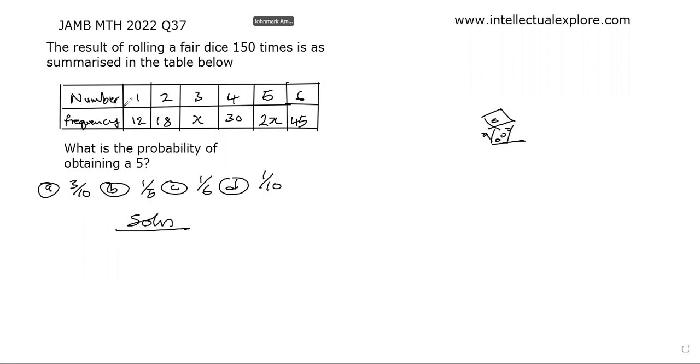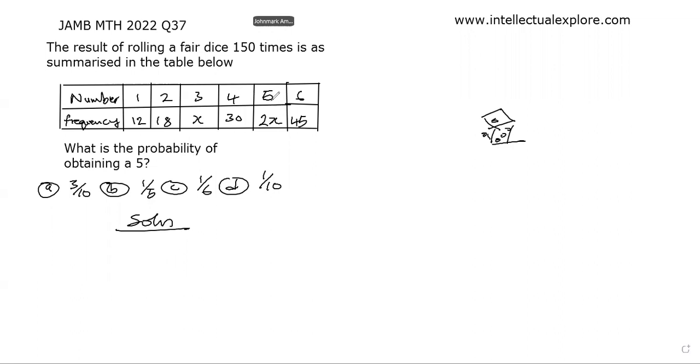So out of that 150 times, the number 1 appeared 12 times, the number 2 appeared 18 times, the number 3 appeared X times. So they expect us to find X, the number of times 3 appeared. 4 appeared 30 times, 5 appeared 2x times, 6 appeared 45 times. Now they ask, what is the probability of obtaining a 5? So I have to find that probability.